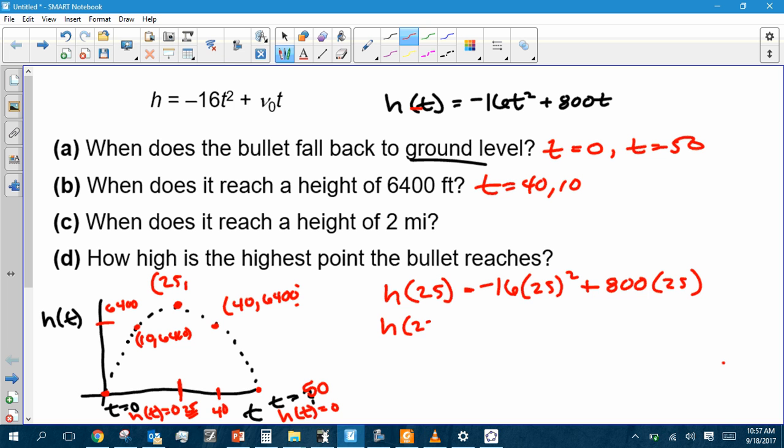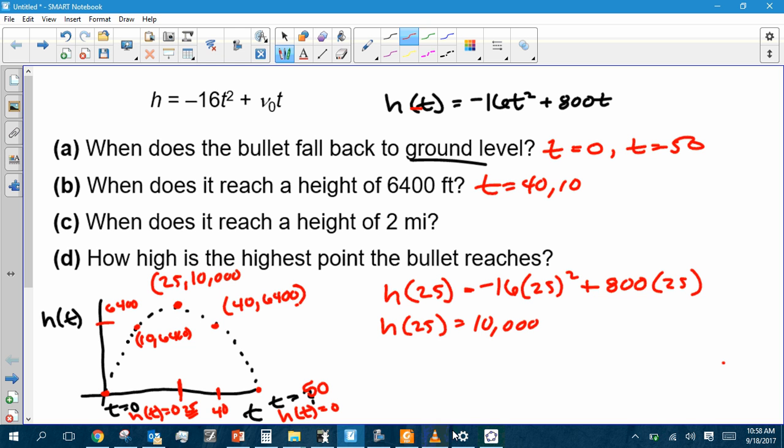That will tell me h of 25 is equal to, just real quick, negative 16 times 25 squared plus 800 times 25, which gives me 10,000. That number kind of makes sense, since 10,000 isn't that much bigger than 6,400. But that's the highest point that we're getting for this projectile. That's the highest it would get.